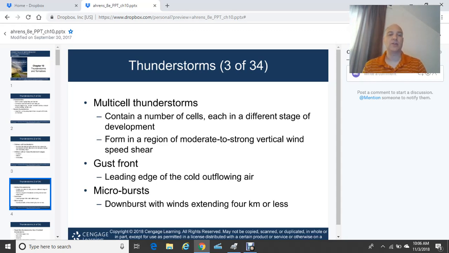Then there's something known as microbursts. Now these are downbursts with winds extending 4 kilometers or less. Micro meaning smaller, all right? There is actually a macroburst, M-A-C-R-O, as well, but in this case we're just showing you the microburst on this slide. And a microburst is, again, air that is basically coming downward out of the thunderstorm. It's a downburst with winds extending. When that downburst of air hits the ground, it has to spread out horizontally, and it extends out to 4 kilometers or less distance.